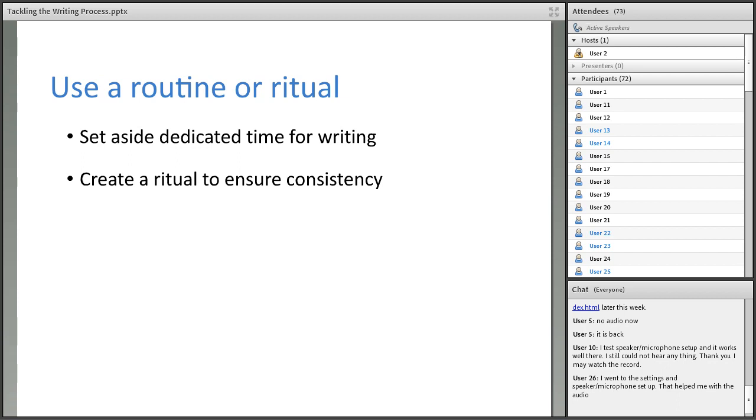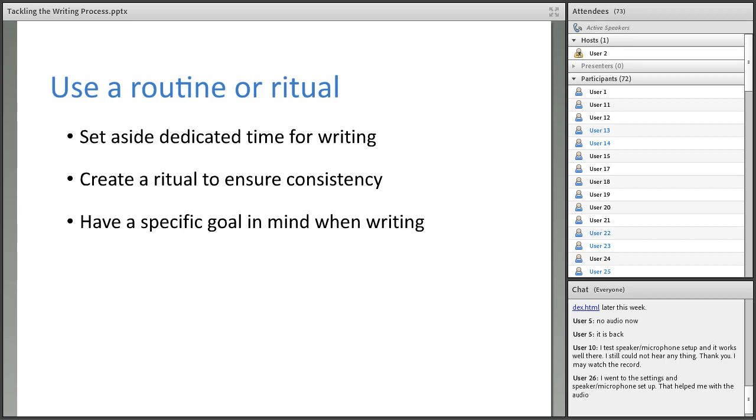Create a ritual when writing to ensure consistency. In this context, rituals are a series of actions or behaviors that you can follow regularly. They can include writing a topic sentence for each paragraph before writing the paragraphs themselves, and writing a method and then the results of that method.